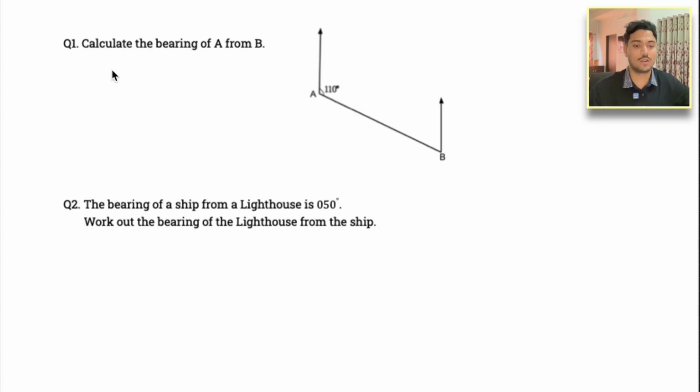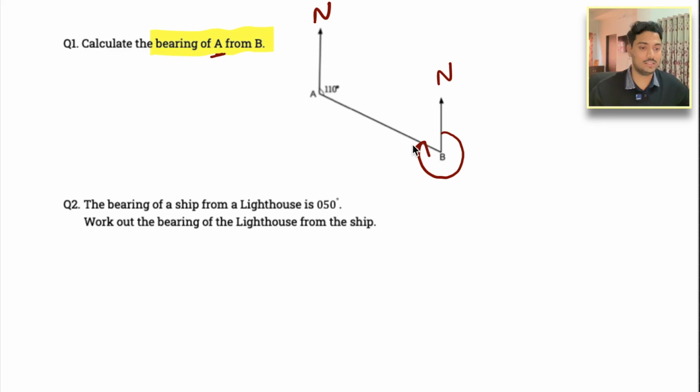The first one, it says calculate the bearing of A from point B. So the bearing of B from A is already given. So this is the north line, and from point A we can clearly see that the angle that is given is 110 degrees. We have to calculate the bearing of A from point B. So we'll again follow those 3 golden rules of bearings. The first one is bearing is always calculated from north, and it is always calculated in clockwise direction. So from north in clockwise direction to the line which is reaching to point A, bearing of A from B. So this is the angle that we have to measure.